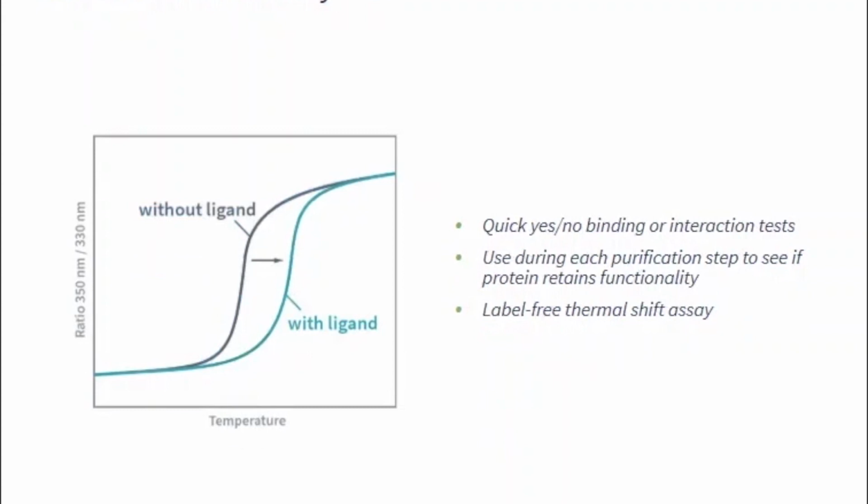You can also use Tycho to validate the functionality of your protein. What's shown here is a plus and minus ligand interaction. So essentially, we're doing a quick test on either binding or interaction between 2 molecules as measured by that thermal unfolding profile. And as I mentioned, with Tycho, we're label-free, so you're essentially doing a label-free thermal shift experiment. And therefore, you don't have to worry about adding a dye which could cause artifacts in your results. So imagine using Tycho along each step of your purification process to make sure and confirm that your protein is retaining its functionality all along the process.